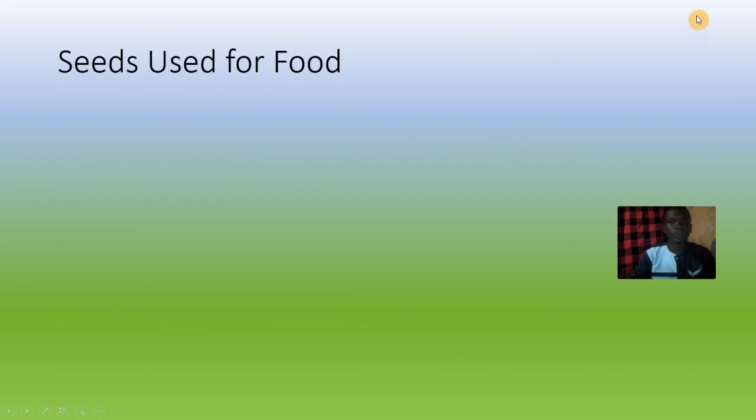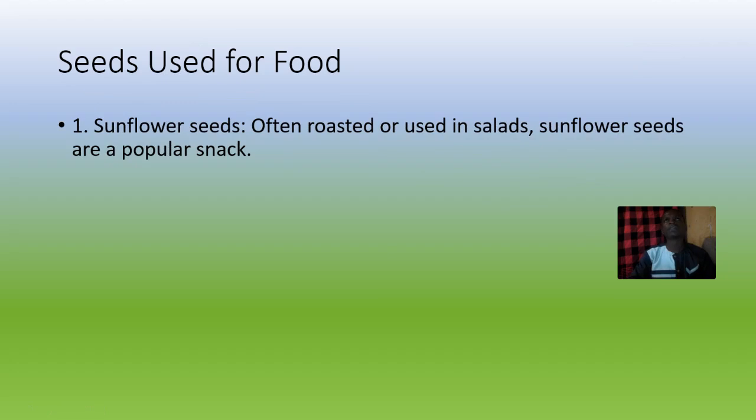Seeds are used for food. Remember, at the first, when the world was created, our first food which we were supposed to take was seeds and plants. These animals just came in after maybe the floods, that is around the period of Noah. So human beings were supposed to take seeds and plants. So seeds are used for food.